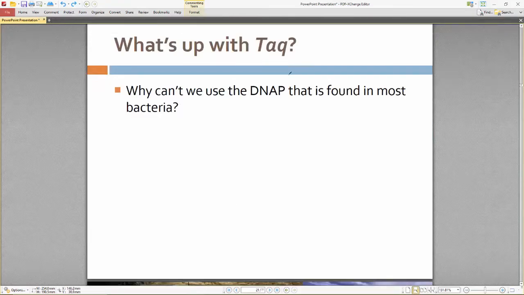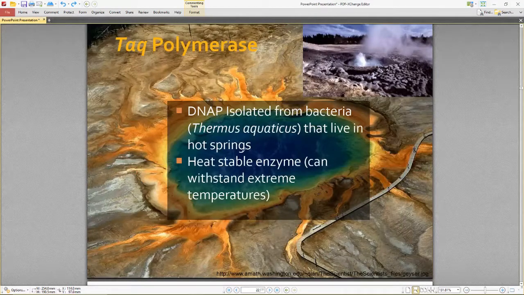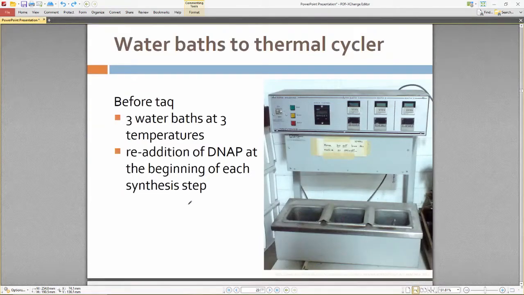Before, I was using Taq and DNAP interchangeably. Taq is a specific DNA polymerase from a specific organism. So why can't we use the DNAP that is found in most bacteria, or even human DNAP? The reason is temperature. Taq polymerase is isolated from a bacteria called Thermus aquaticus that lives in hot springs. So their polymerase is heat stable and it can withstand extreme temperatures.